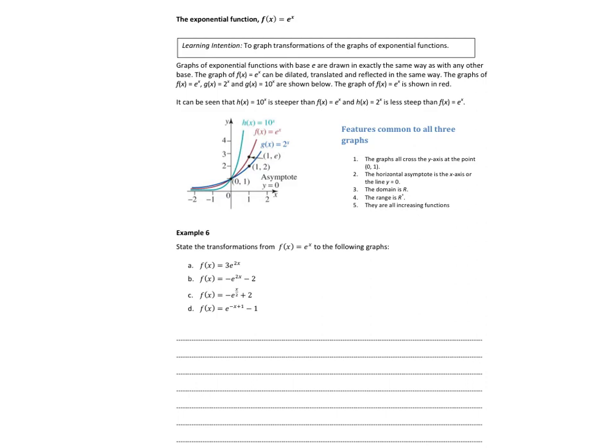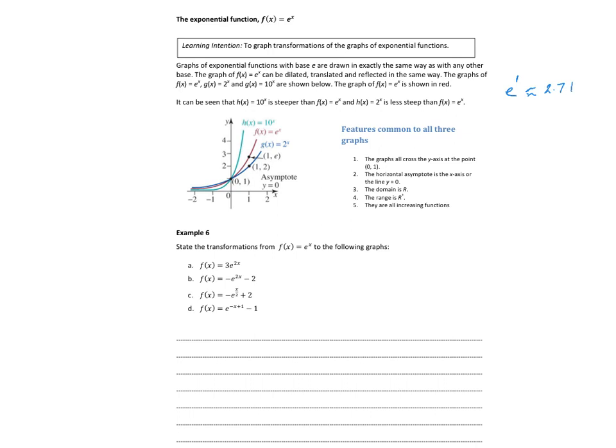Okay, so the exponential function e to the x is in behavior exactly the same as a 2 to the x or a 3 to the x or 10 to the x for that matter. The number e is approximately 2.71. So it's a bit like pi, okay?